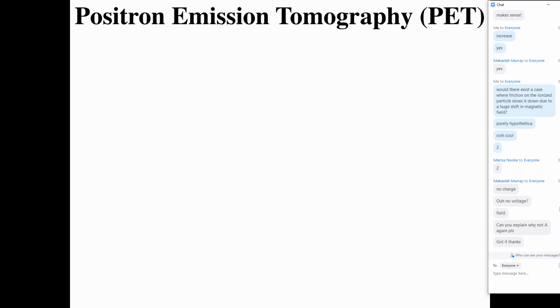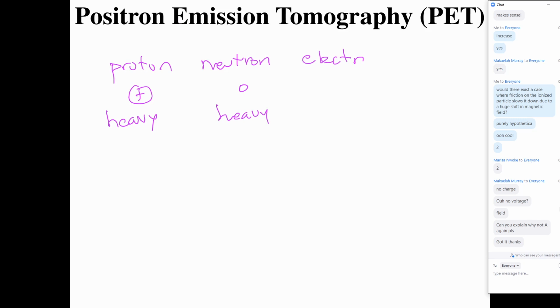So first and foremost, we need to figure out what exactly a positive electron is. I'm going to start by naming the things I know. The proton is positive. I'm going to say it's heavy, meaning it has a mass. A neutron is 0. I'm also going to say it's heavy, relatively speaking. An electron is negative, and it is light, relatively speaking.